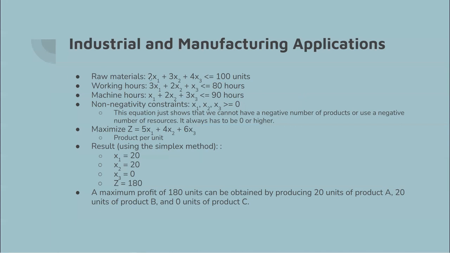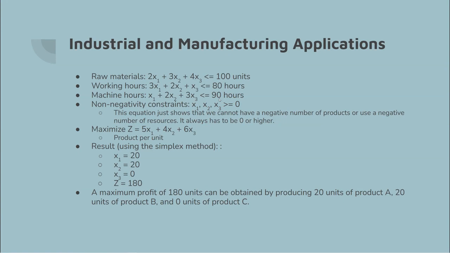So raw materials is going to be 2x1 plus 3x2 plus 4x3, which is less than or equal to 100 units. This is only because we can only have 100 units of raw materials available, as stated above in our constraints. So working hours, we're going to do 3x1 plus 2x2 plus x3, which is less than or equal to 80 hours. Again, it's because we only have 80 hours available. And then machine hours are going to be x1 plus 2x2 plus 3x3, which is less than or equal to 90 hours.